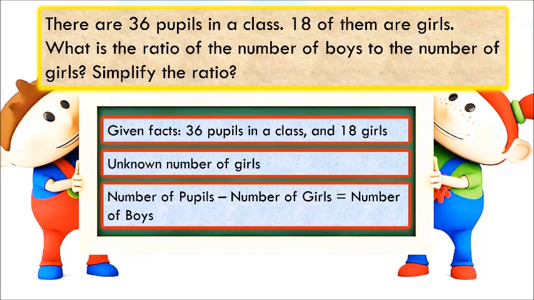Okay, so there are 36 pupils. So what are we going to do? Yeah, you try to look at that. Isn't it we don't know the number of girls? We already know the number of pupils or the learners. We know the number of girls. We don't know the number of boys. So you try to answer again. I will wait for a second.